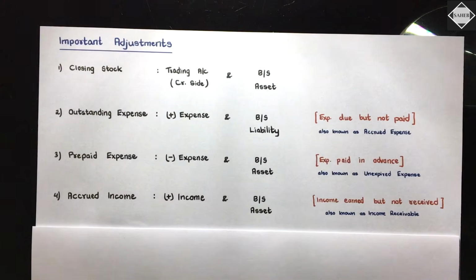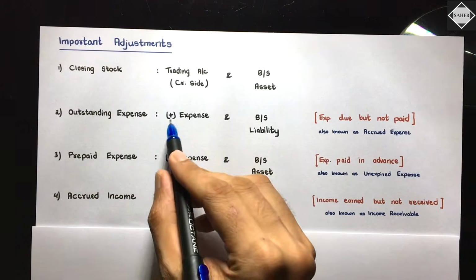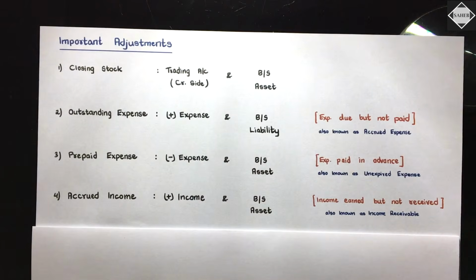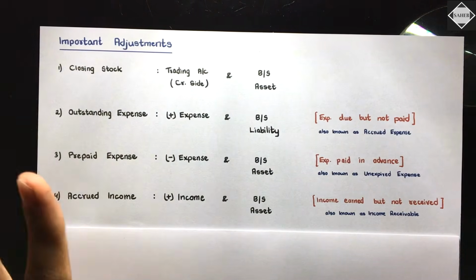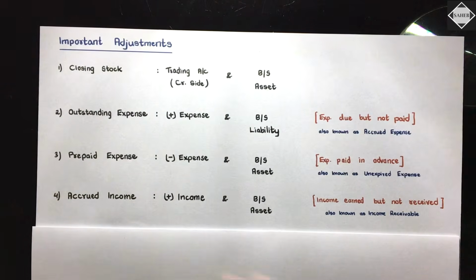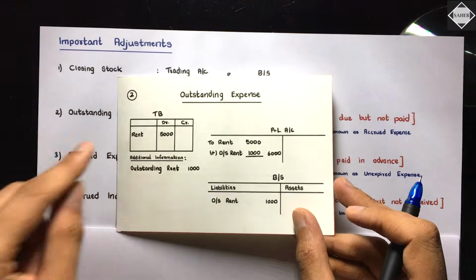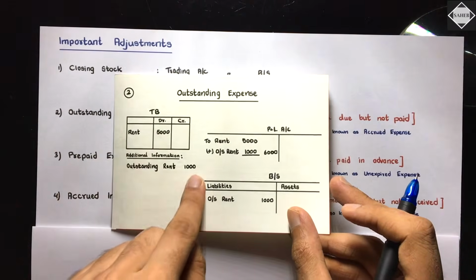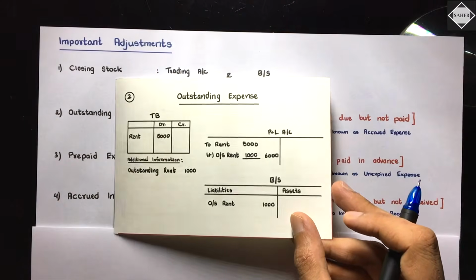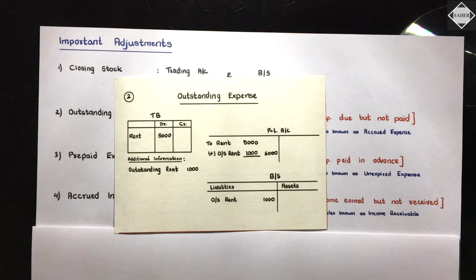Now one more thing I will tell you. See here I'm telling you plus expense, minus expense, plus income. You saw how it is happening in the P&L account, but it can also happen in the trading account. For example, in the case of outstanding expense, instead of a P&L item, let's say wages are there. Wages 5,000, outstanding wages 1,000. If such a case arises, then understand what will happen.